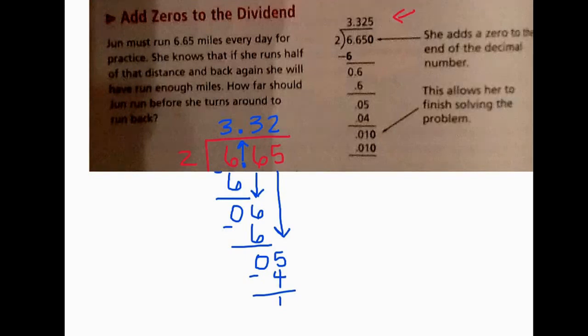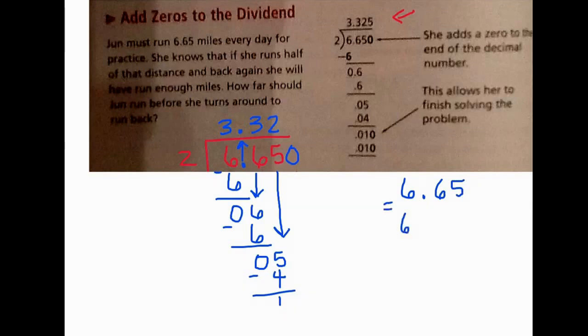So what we instead do is just add a 0 onto our dividend here. Now remember, we've taught you this whole unit and even in previous units that a number like 6.65 is the same thing as 6.650, which is also the same thing as 6.65000.